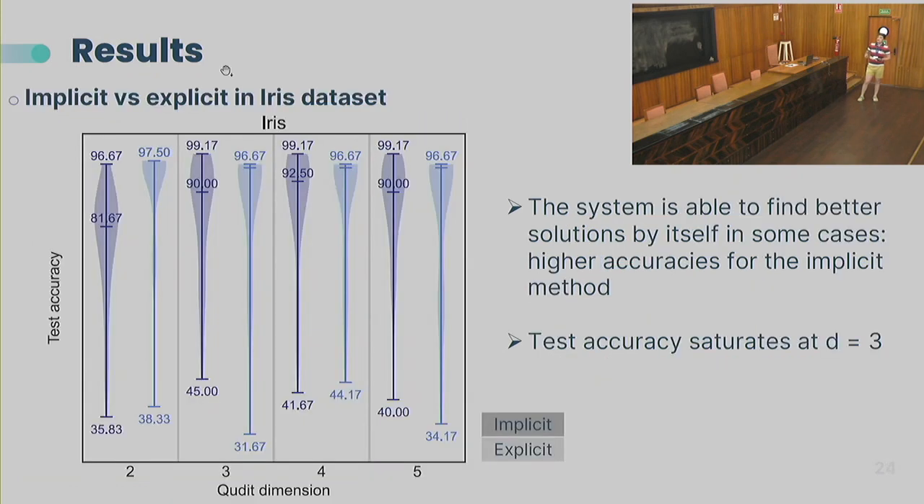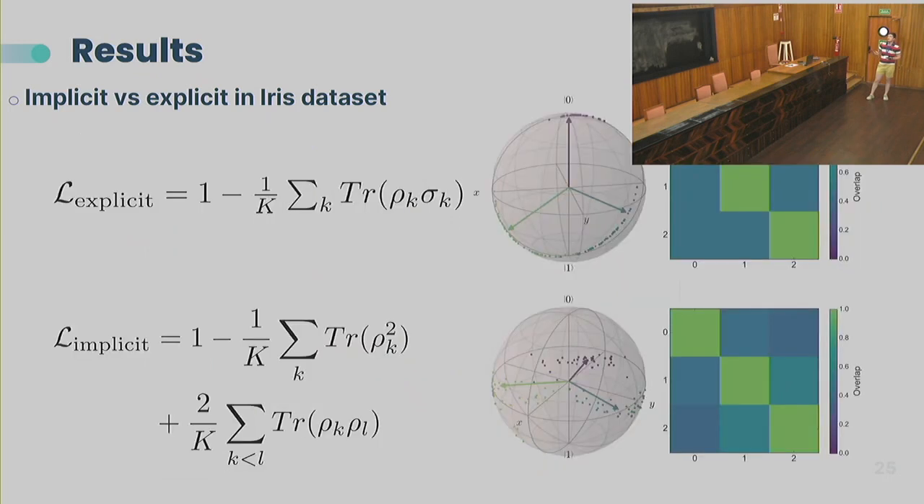If we compute a distribution of accuracies that we get with both methods, implicit and explicit, for different Qudit dimensions, we see that the system is able to find better solutions by itself. What does it mean? Sometimes the system is able to predict the classes better if we don't fix the reference states. Also, the test accuracy saturates at dimension equal to 3, which is the number of classes we have for this problem. So the Qudit dimension doesn't play a significant role here, and both methods perform well. Everything seems to work.